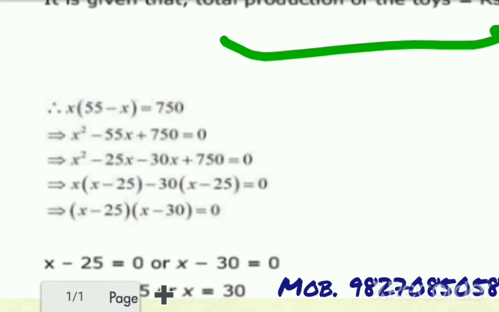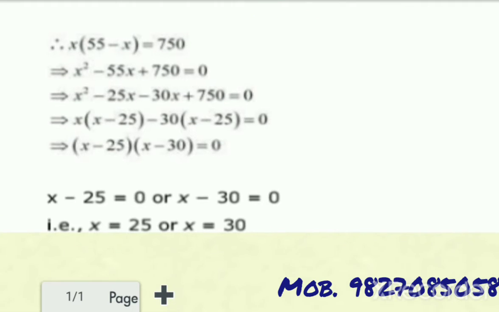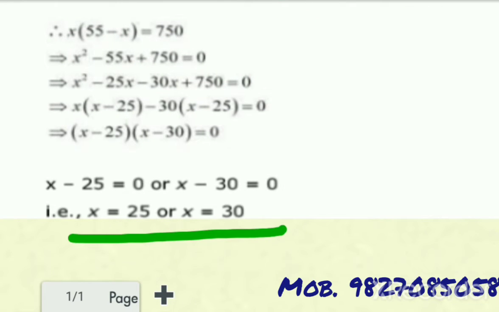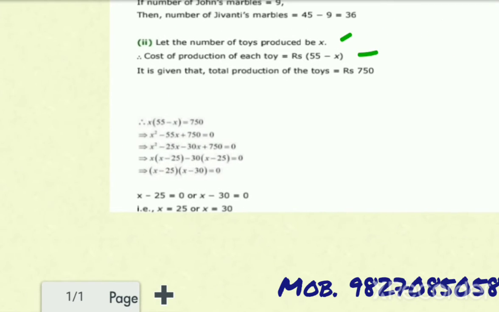Now solve for x. So we get easily x is equal to 25 and x is equal to 30. Okay. It means the number of toys produced on that day is either 25 or 30.